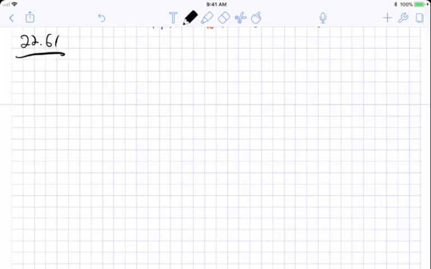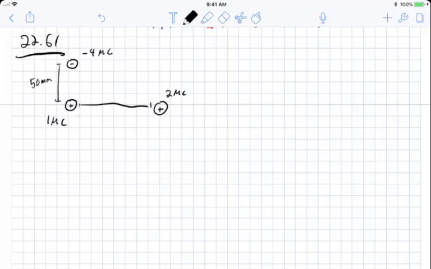Alright, so here's the diagram. This is 1 microcoulomb plus, and this one is minus 4 microcoulombs, and this one here is 2 microcoulombs. This is minus, and this is plus, and this distance here is 50 millimeters, and this distance here is 100 millimeters.